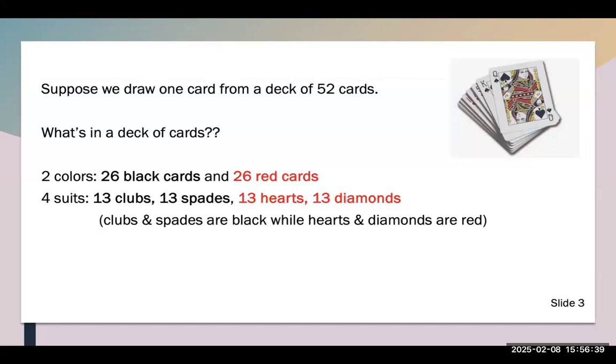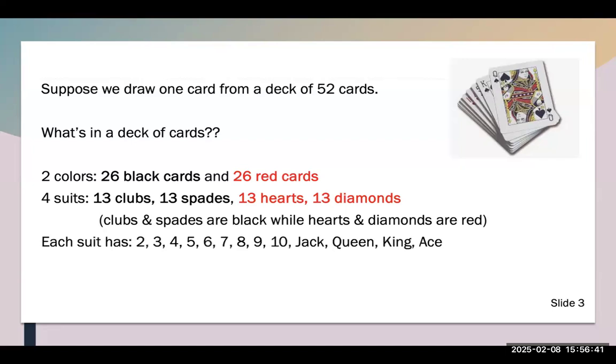Now let's talk about what's in each suit. Each suit has the numbers 2 through 10, along with the face cards, Jack, Queen, King, and Ace. So if you count all of those, that's 13. So, for example, with the clubs cards, there's a 2 of clubs, a 3 of clubs, a 4 of clubs, and so on. There's a Jack of clubs, Queen, King, and Ace of clubs. There's also a 2 of spades, a 3 of spades, a 4 of spades. Keep going, King of spades, Ace of spades. Then a 2, 3, 4, 5, and so on of hearts, and a 2, 3, 4, 5, and so on of diamonds.